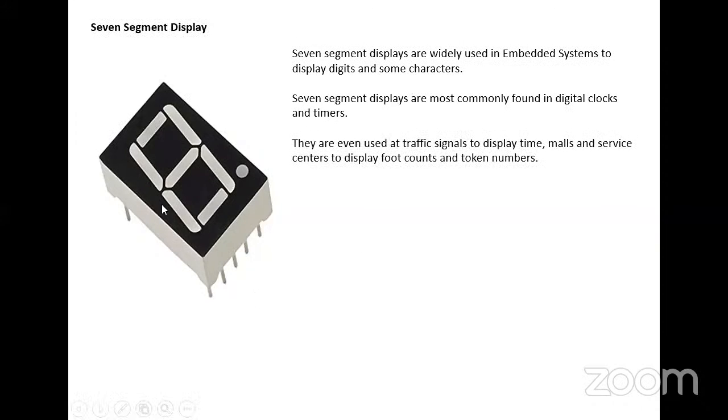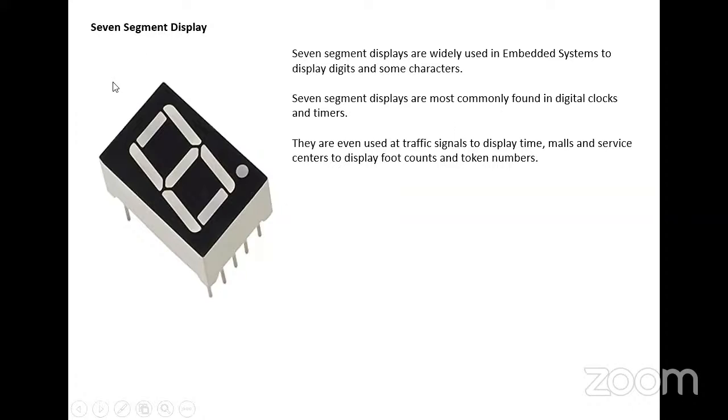A seven segment display is developed with the help of seven LEDs. This type of display is called a seven segment display. Seven segment displays are widely used in embedded systems to display digits and some characters. Here we will display numbers and some characters.